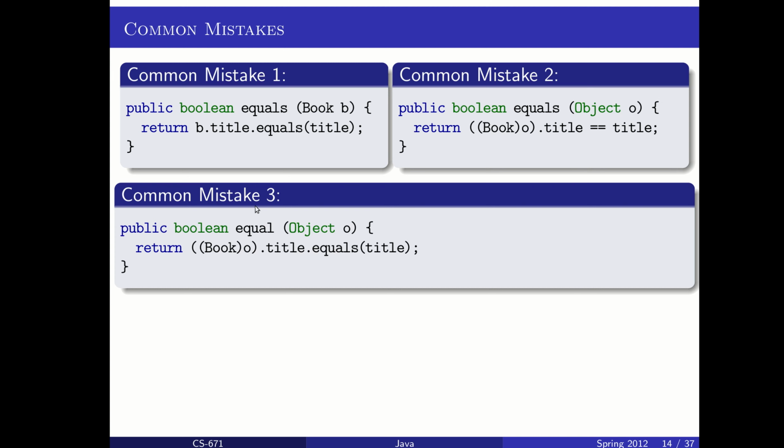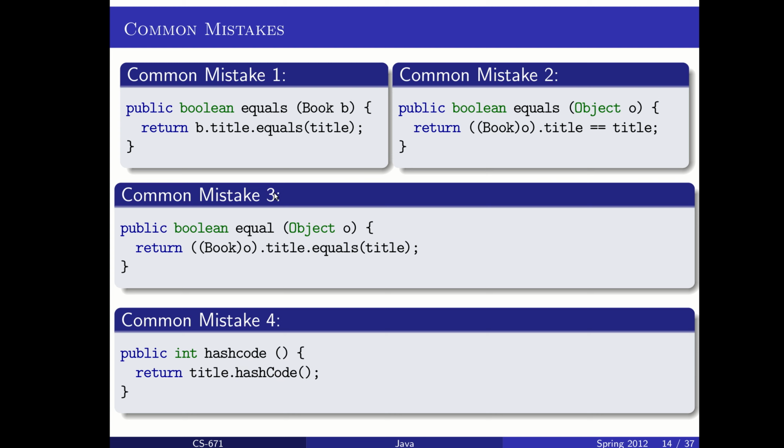Another mistake is misspelling the method that you're overriding. Java will gladly allow you to create that new equal method, but it will not override the equals method because it doesn't have the same signature yet again. A similar thing is capitalization, forgetting which things are capitalized. hashCode has a capital C, so again, it does not override the original version.